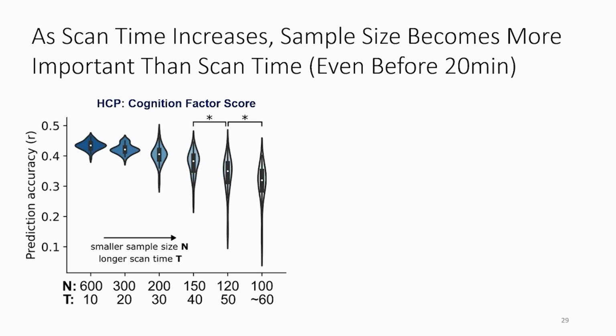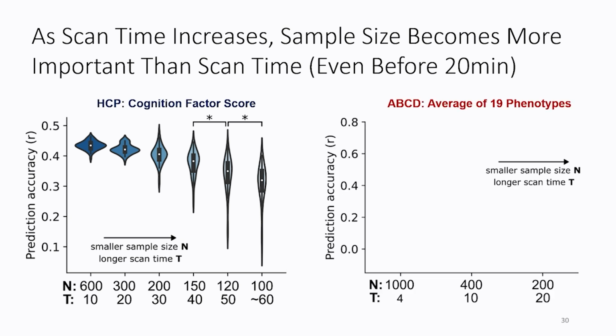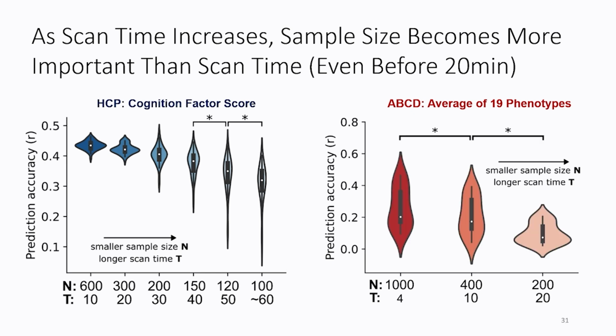What we can see is that as we decrease our sample size, the prediction performance decreases. So this gives us an indication that sample size is more important than scan time. So let's see whether this holds up for the ABCD as well. We looked at the average accuracy of 19 phenotypes, and we hold total scan duration constant at 4,000 minutes. And we see that as we change n from 1,000 to 200, prediction accuracy decreases as well. So this gives us an indication that sample size is more important than scan duration.